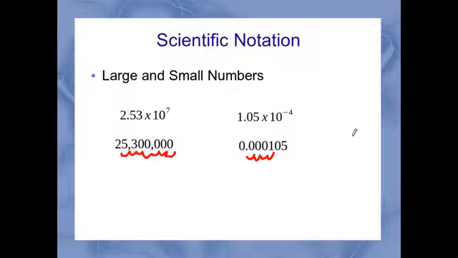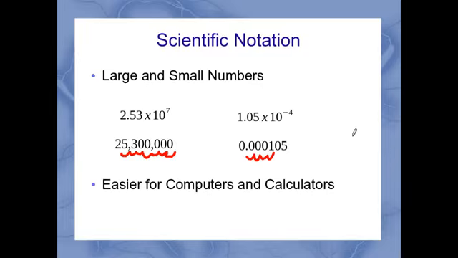One of the reasons we really care about scientific notation in physics is because it's so much easier for computers and calculators to work in scientific notation than it is to work with all those extra zeros.